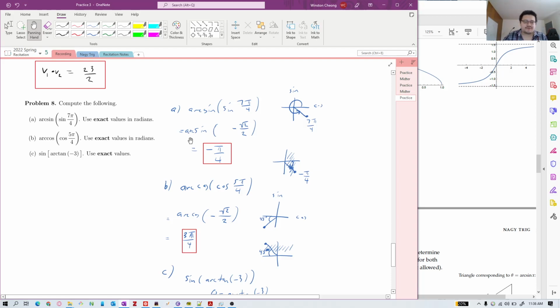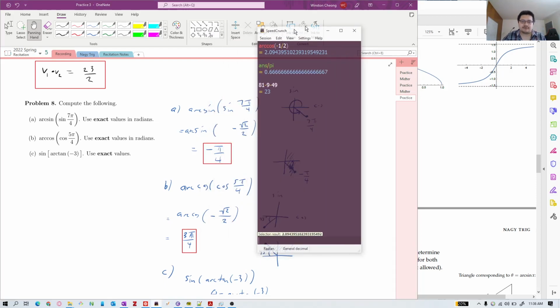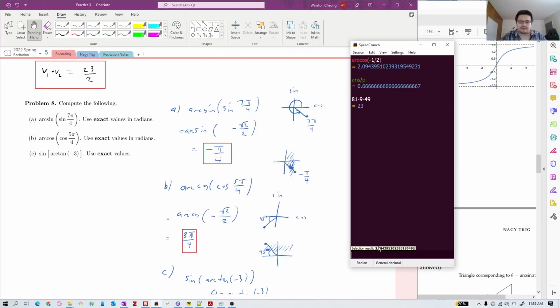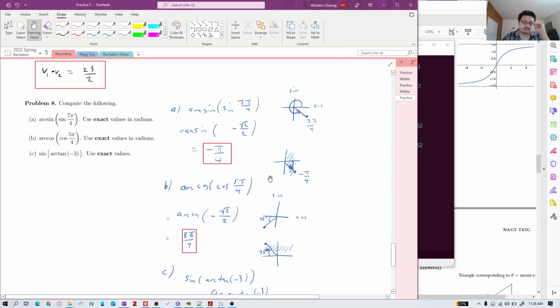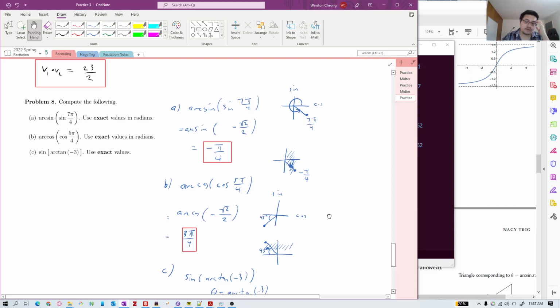And then you can also double check this by plugging it into a calculator and checking that it indeed gives you the right value. So let's see, we're using radians, arcsine of negative root 2 over 2. You get that, and then if you do minus pi over 4, you see that you get the same decimal. So that's one way to double check your answer.